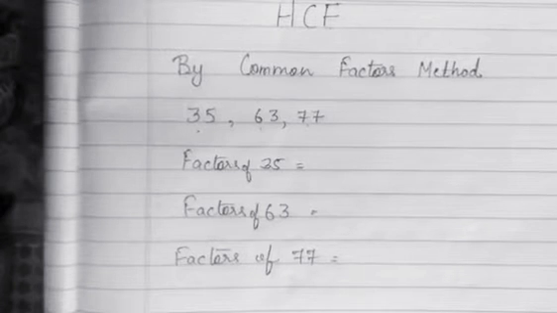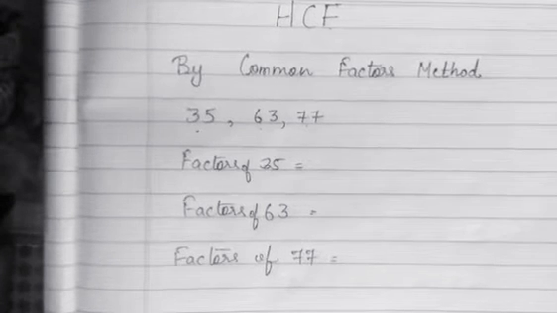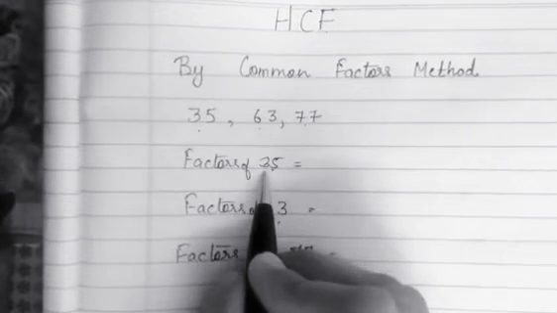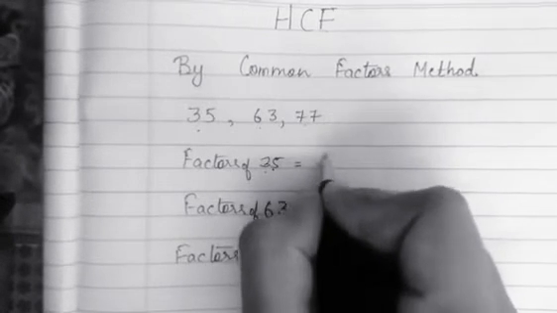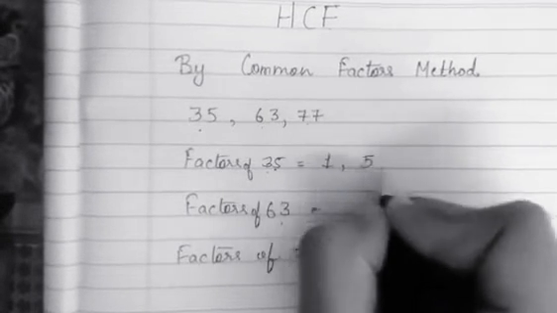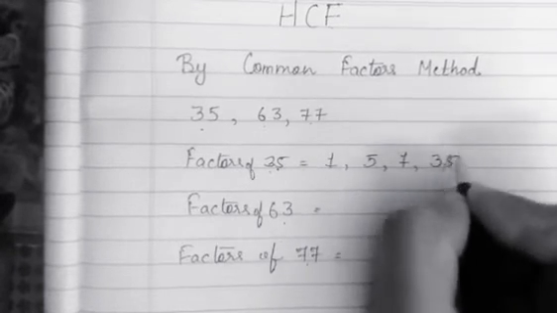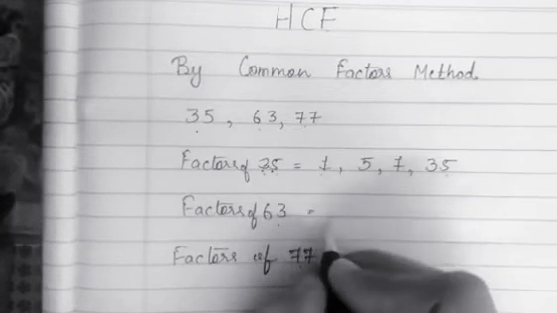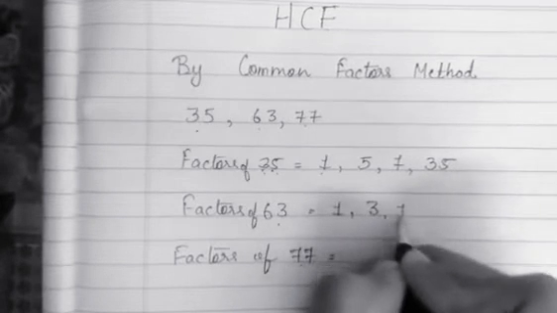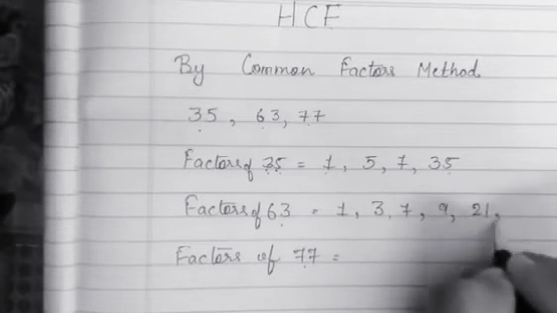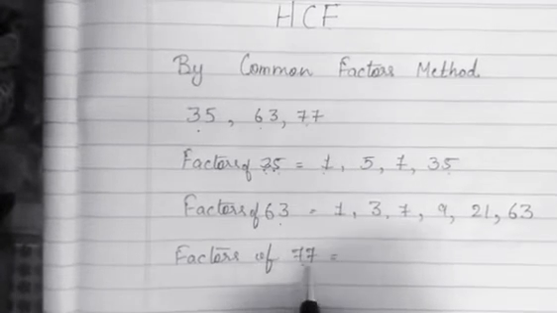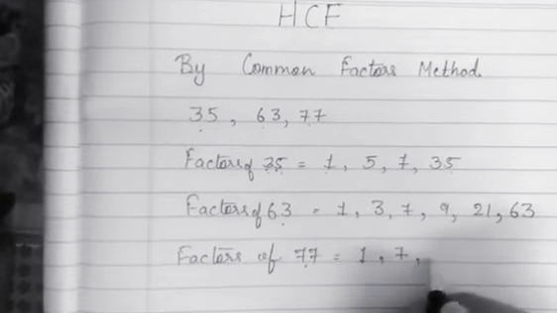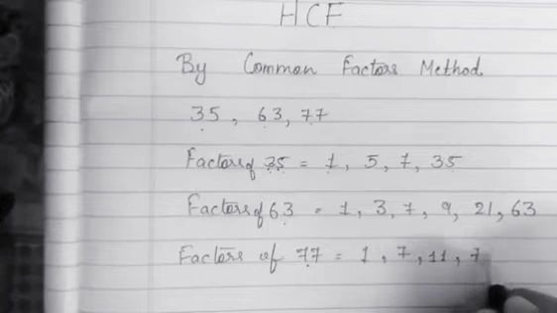You have to think which numbers divide 35, 63 and 77. The factors of 35 are 1, 5, 7 and 35. It means these are the numbers which divide 35. 63 is divisible by 1, 3, 7, 9, 21 and 63. 77 is divisible by 1, 7, 11 and 77.